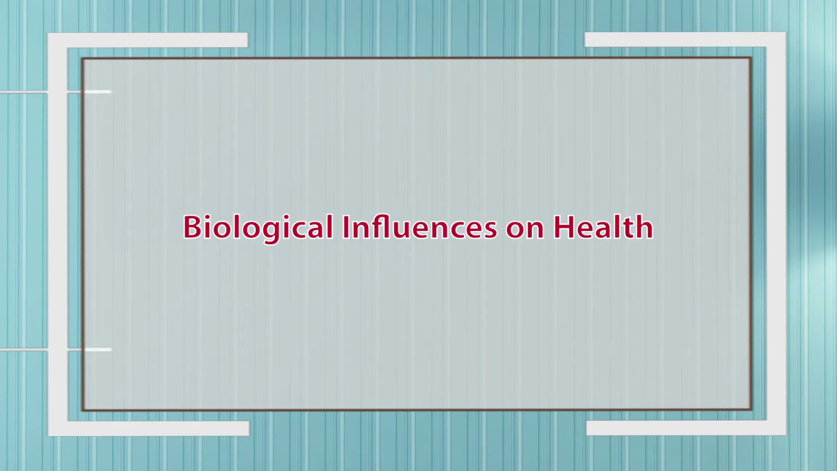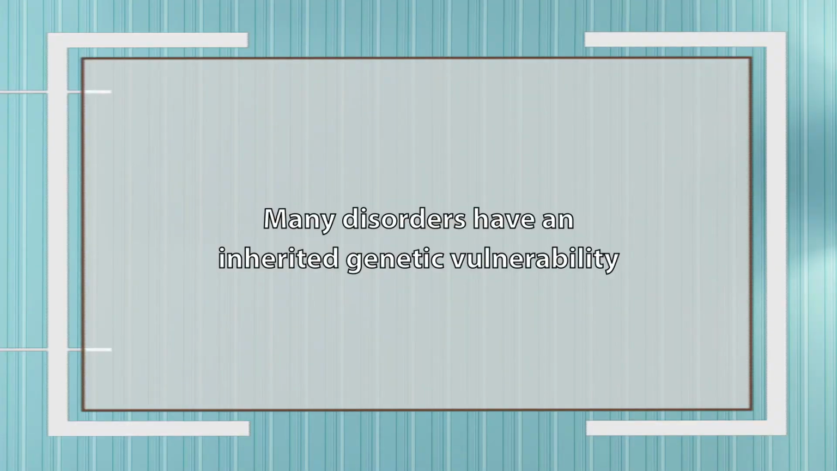Now we are going to discuss the biological influences on health. Biological influences on health and illness include genetics, infections, physical trauma, nutrition, hormones, and toxins. Many disorders have an inherited genetic vulnerability.